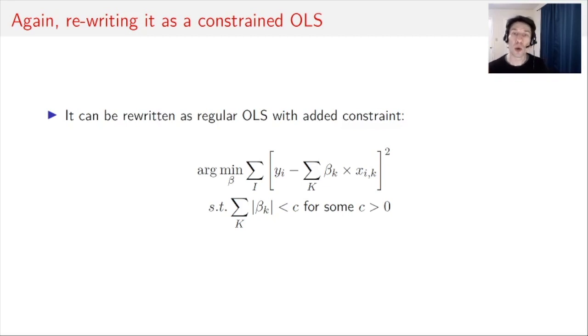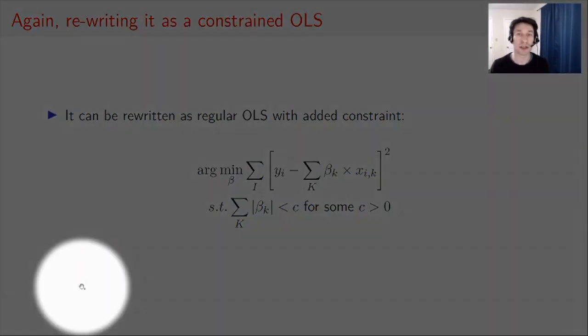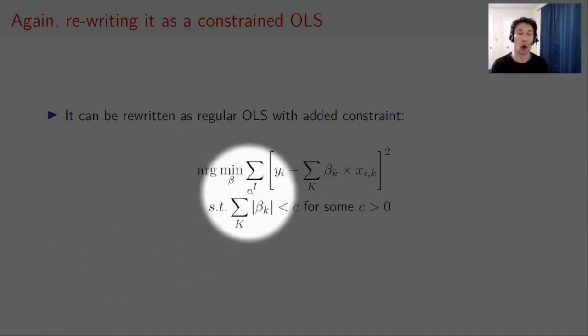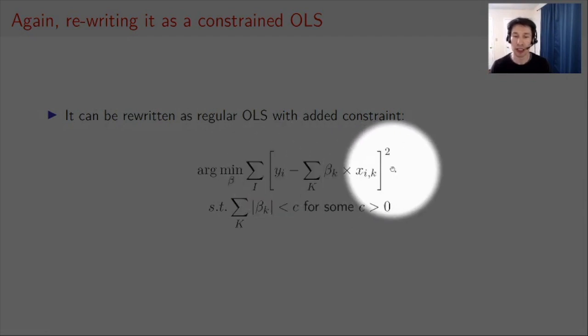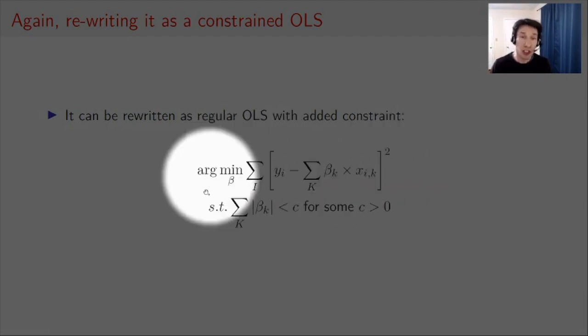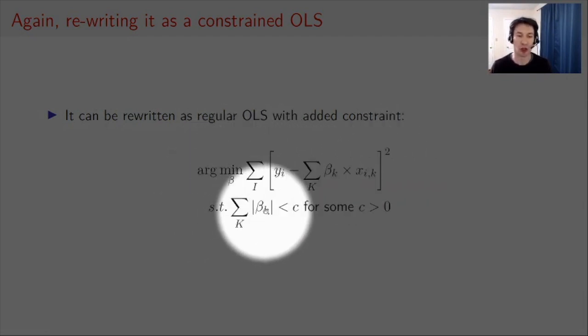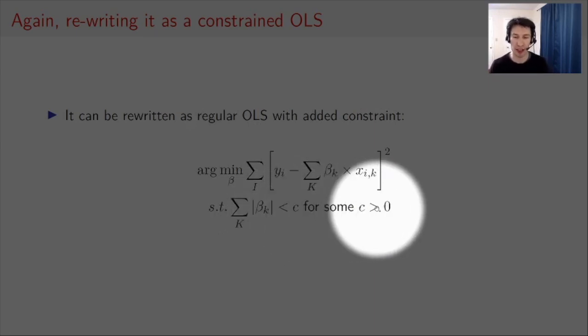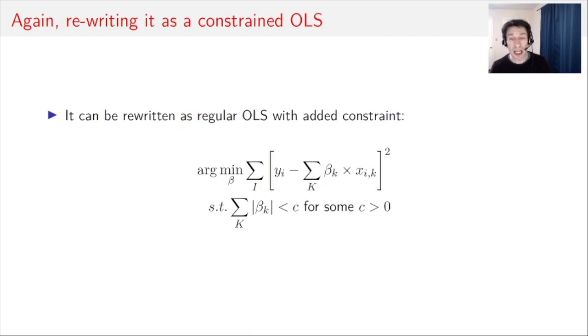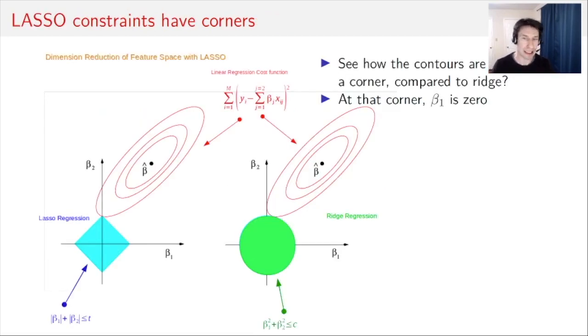And to understand why this works, let us first rewrite this cost function as an OLS with an added constraint. So here we have the argmin of the sum of squares subject to a constraint, which is that the sum of all the absolute values of the betas needs to be smaller than some constant c greater than 0. And so again, when you write it that way, it's convenient because you can think of it graphically like this.